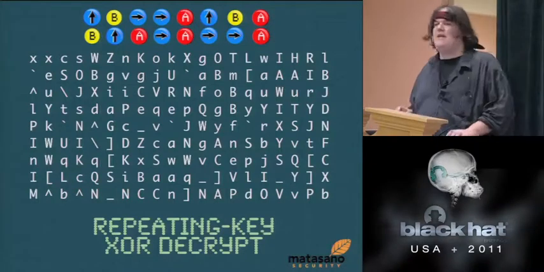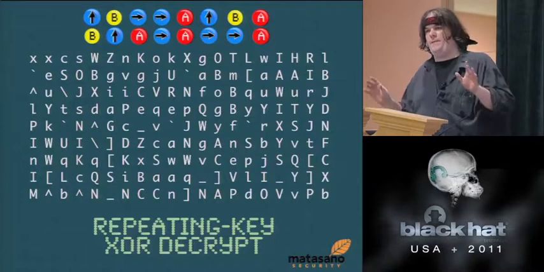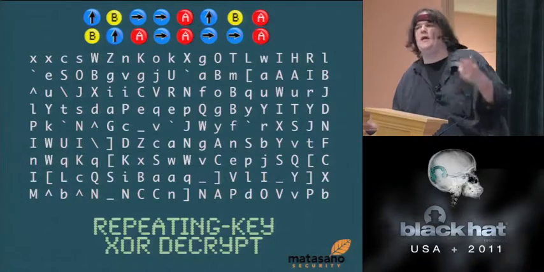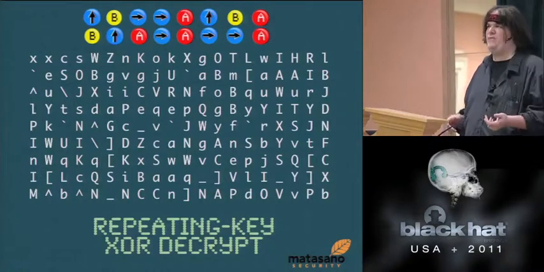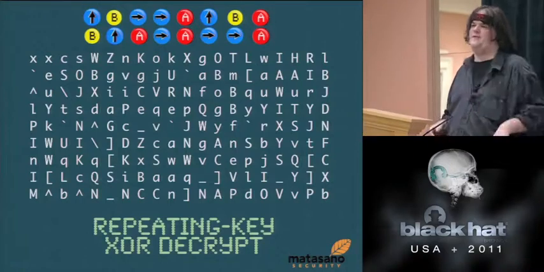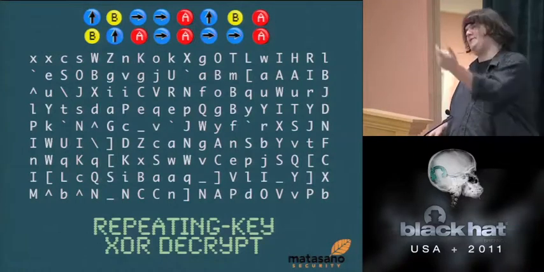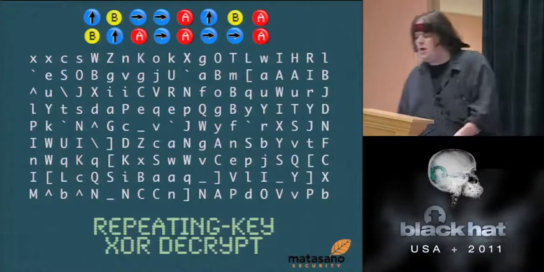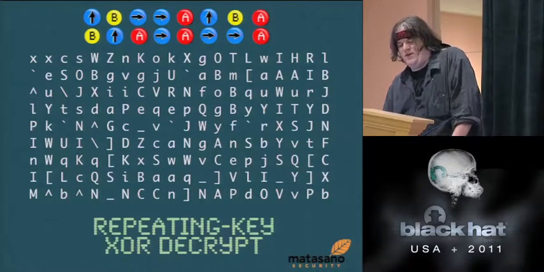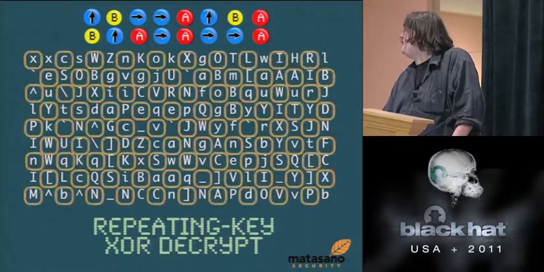So I'm going to really quickly go through how you break repeating key XOR encryption. This is encryption when all we're doing is taking the string key and XORing into the message over and over again. So first 3 bytes against key, next 3 bytes against key, next 3 bytes against key. So normally when we're trying to break that, what we do is we try to discern the length of the key.